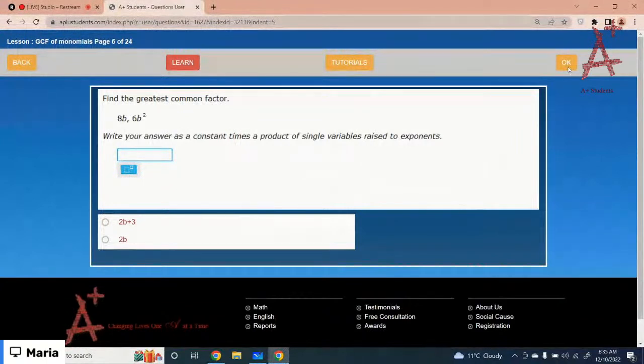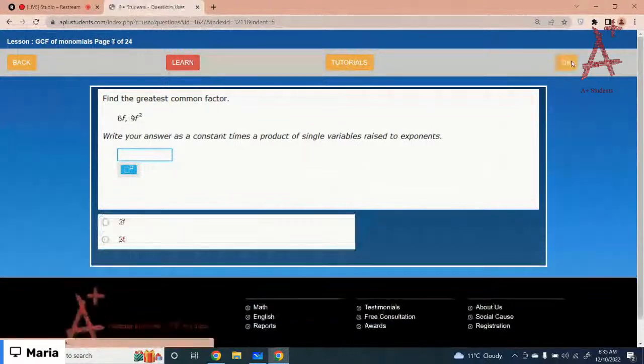2 is the common factor for both 6 and 8. Got it? And for the b, the least power is always the common. So the least power is the power 1. So 2b is the greatest common factor. Got it? Here is the 2b. Just select the correct option and click on the OK button.